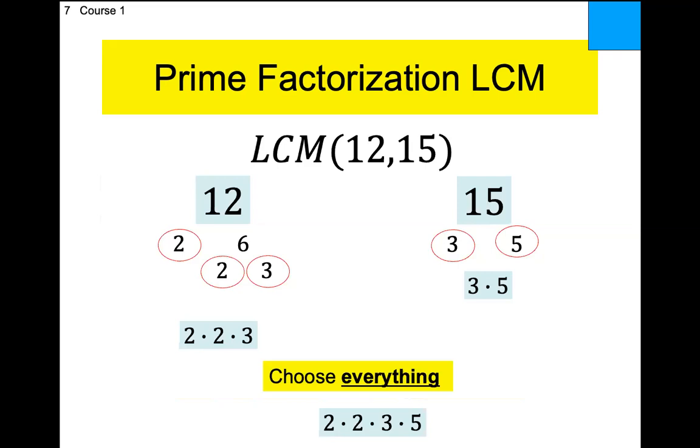I think we need to do one more and then Danny will be happy. Oh, by the way, I'm going to claim this is 60. 2 times 2 is 4, times 3 is 12, times 5 is 60. It is 60. Okay. All right, Danny's still not convinced. She's got to see another one.